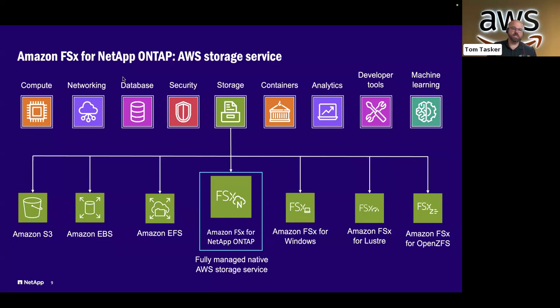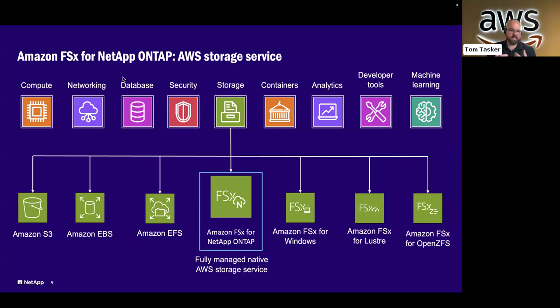So as you can see here, this is really just the AWS storage portfolio that we have as of today. You can see on the left-hand side, Amazon S3, EBS, and EFS. But then smack bang in the middle, we have Amazon FSx for NetApp ONTAP and some other FSx services as well. And it's really just worth taking a second to focus on what the FSx family really is and what it does. And the reason I want to focus in on that is because for FSx, what we're doing here at AWS is we are hosting those first-party operating systems.